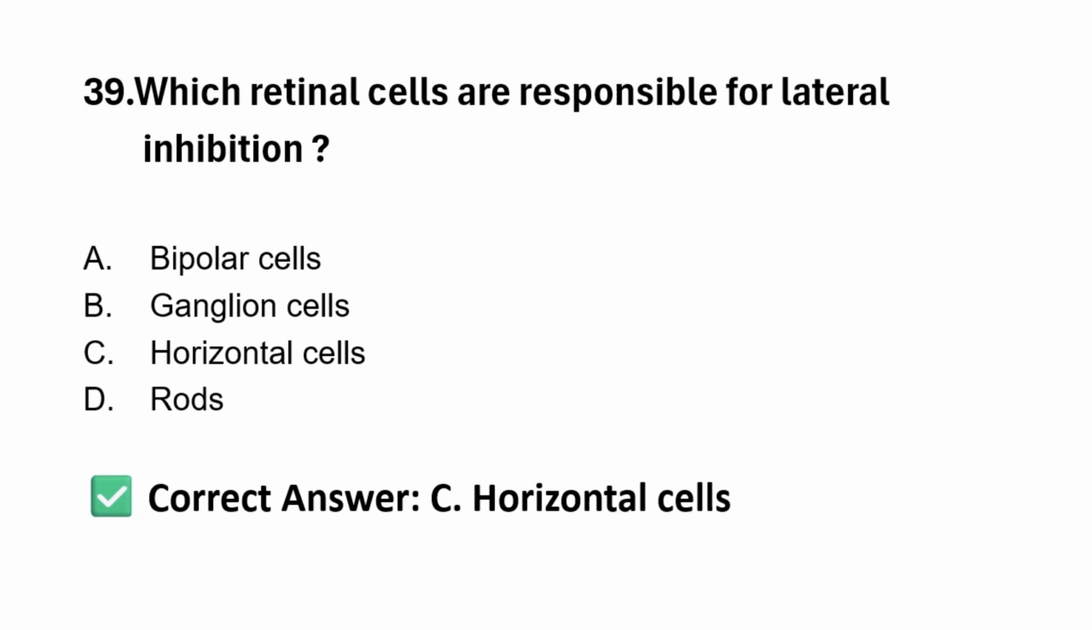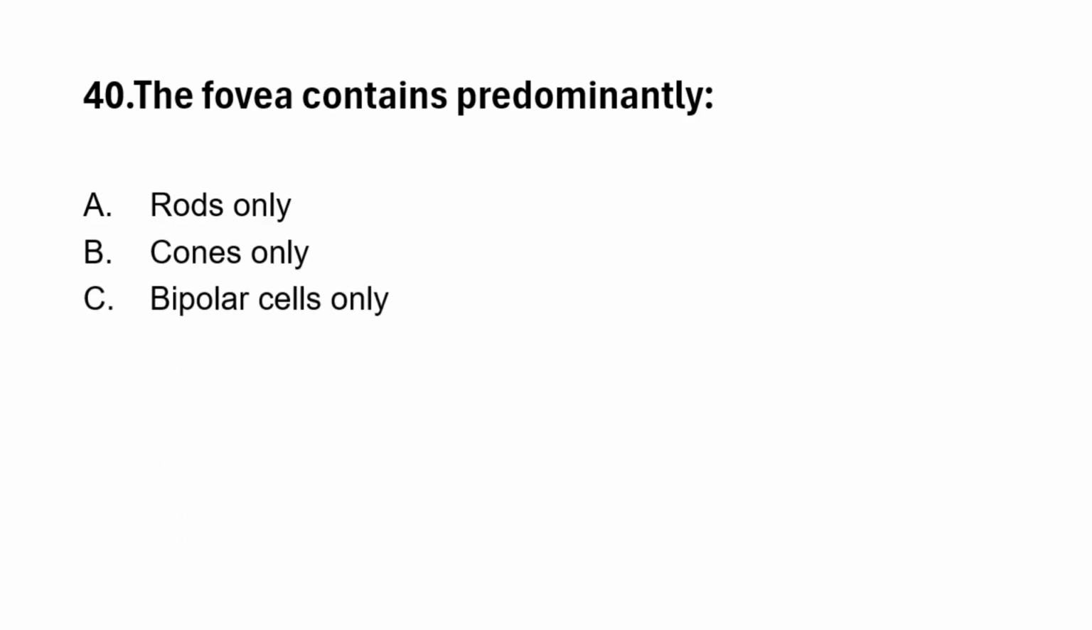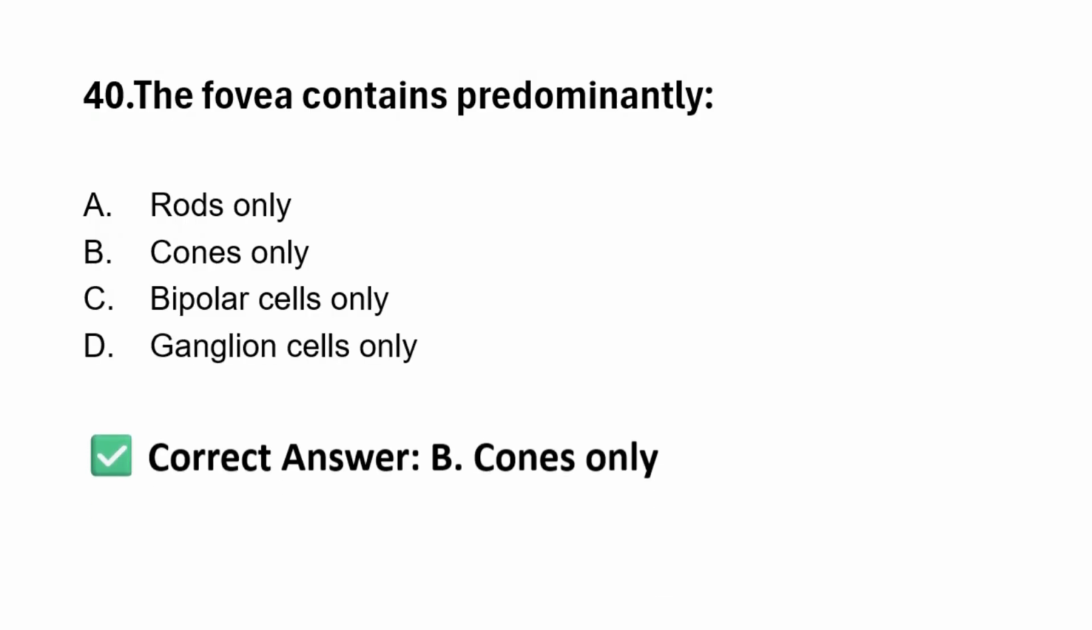So moving to the next question, question number 40. The fovea contains predominantly option A, rods only, option B, cones only, option C, bipolar cells only, and option D, ganglion cells only. So the correct answer is option B, cones only. Since the fovea is responsible for detailed vision, it contains mainly cones, which provide high resolution vision.